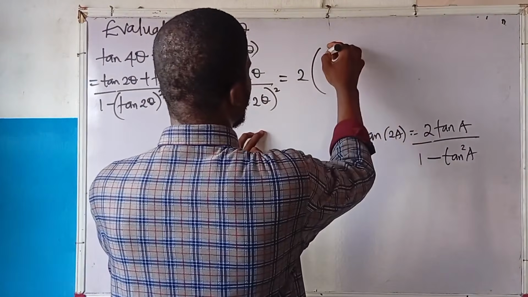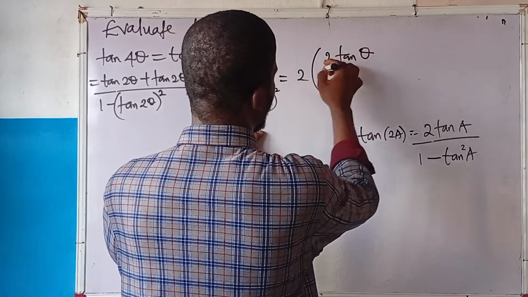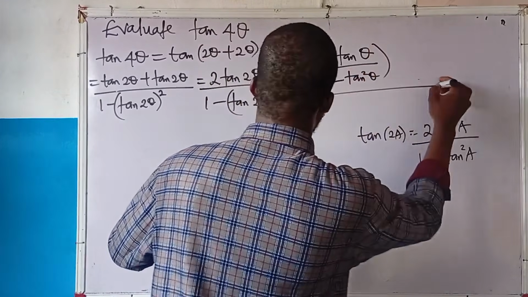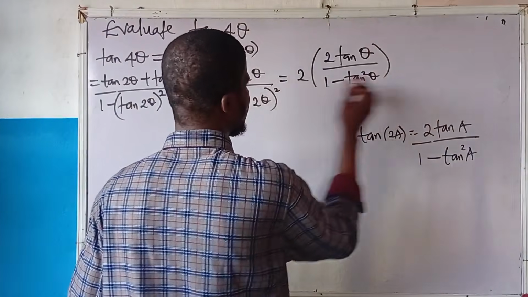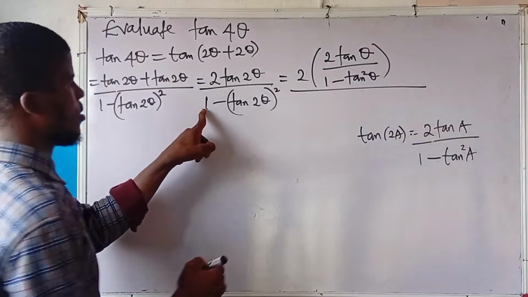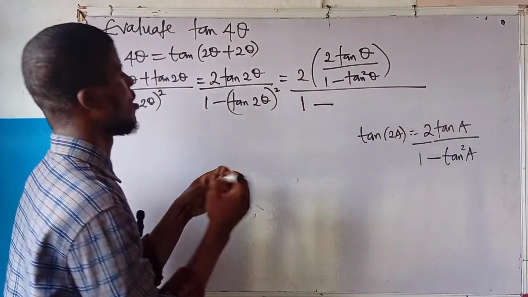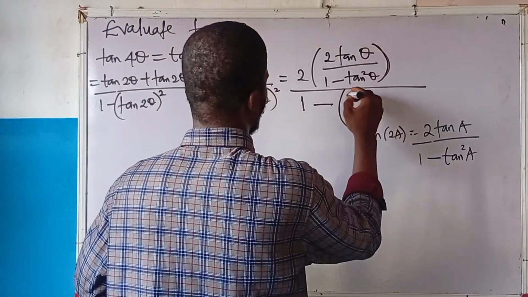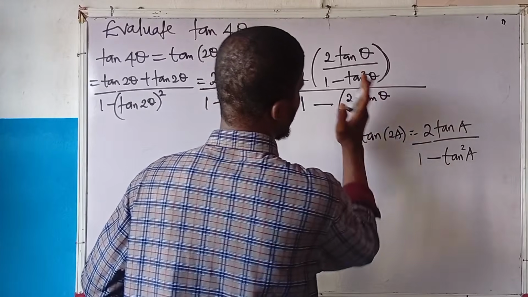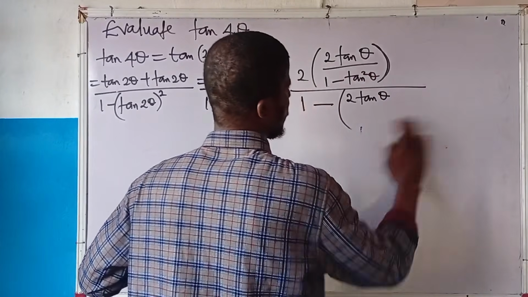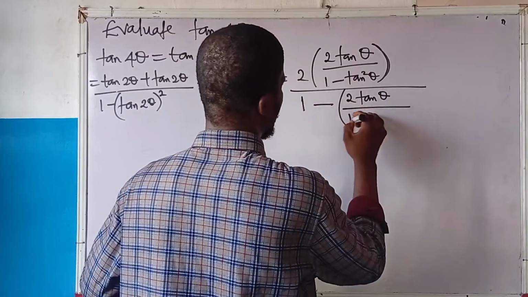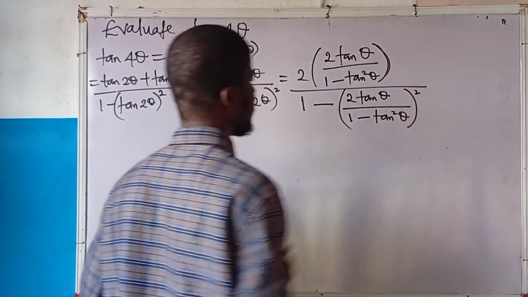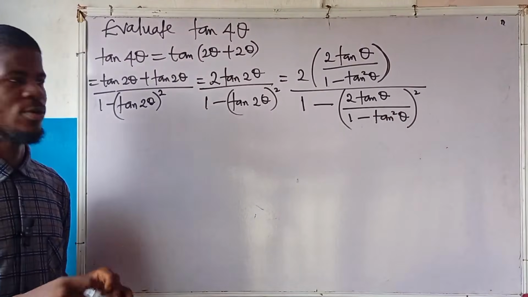So I'll be writing 2 tan theta all over 1 minus tan squared theta, all divided by, you get it, 1 minus tan 2 theta. It is the same thing here. I have in brackets 2 tan theta. I can remove this now. 2 tan theta all over 1 minus tan squared theta. And you're going to give everything a square. Follow up, you're going to get the solution.